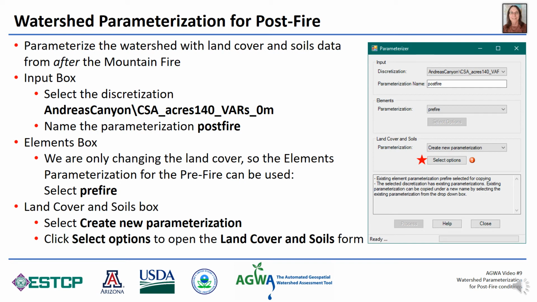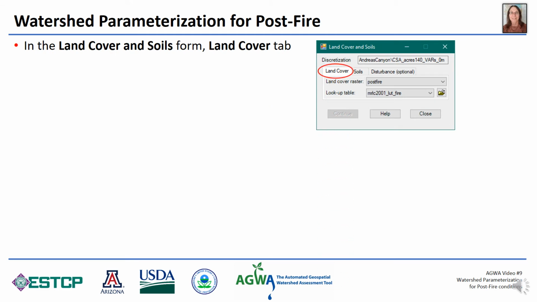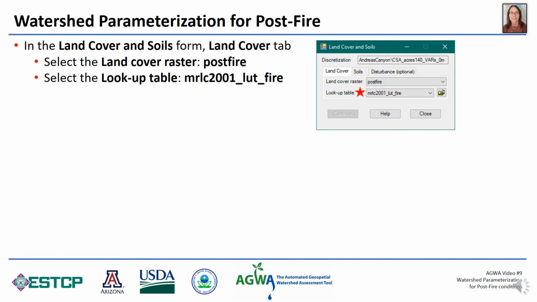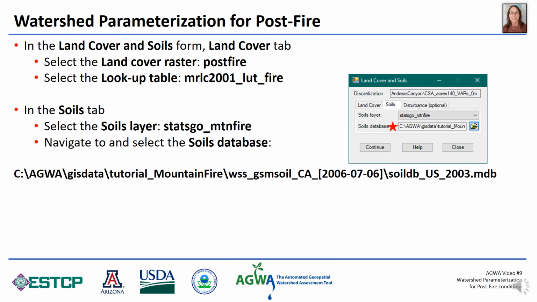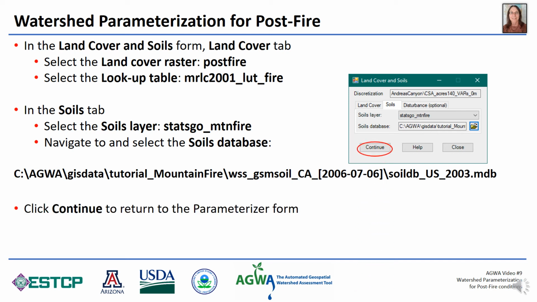Click Select Options to open the Land Cover and Soils form. In the Land Cover and Soils form that opens, in the Land Cover tab, select the land cover raster post-fire. Select the lookup table MRLC 2001_LUT_fire. In the Soils tab, select the Soils layer STATSGO_MTNFIRE. Navigate to and select the Soils database that you downloaded to your GIS data folder. Click Continue to return to the Parameterizer form.